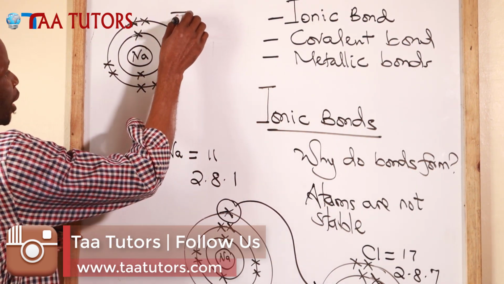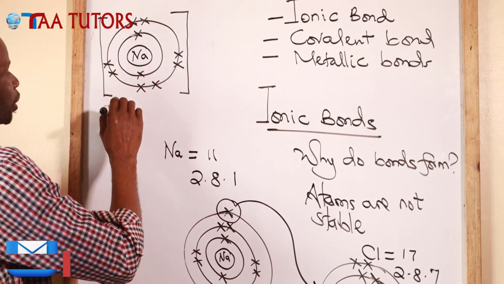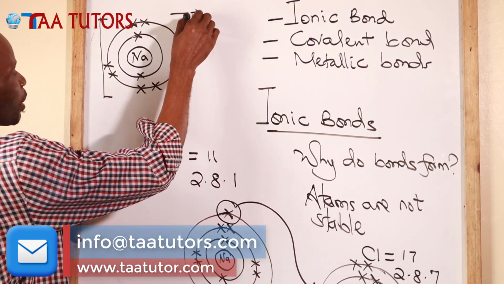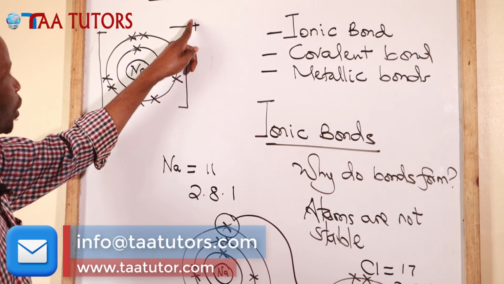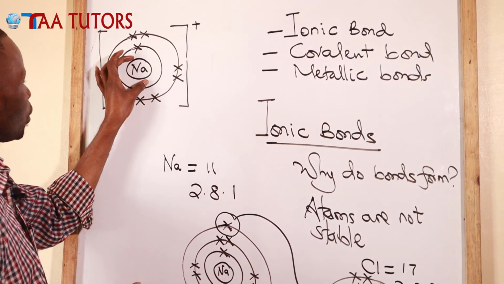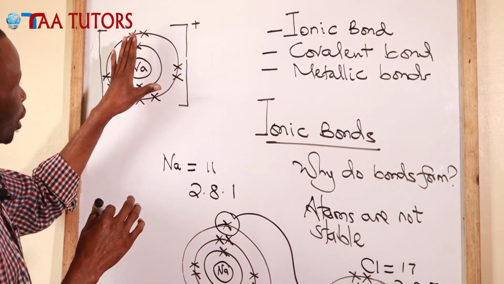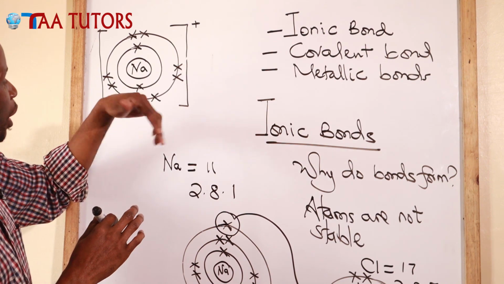Now we know that an ion of sodium or any ion must be bracketed, so we are going to have here +1. This +1 means that we have lost 1 electron, so that the number of protons in the nucleus, which are positively charged, are more than the number of electrons by 1, and that's why there's an excess of 1 proton.